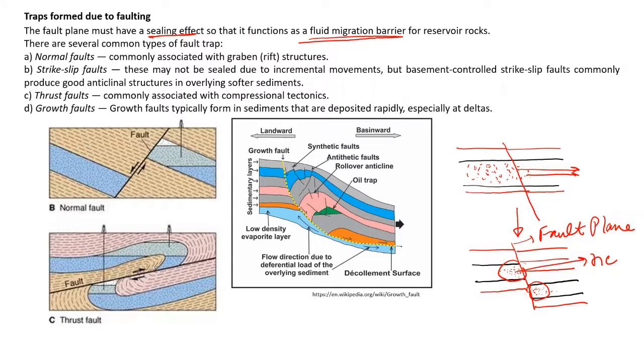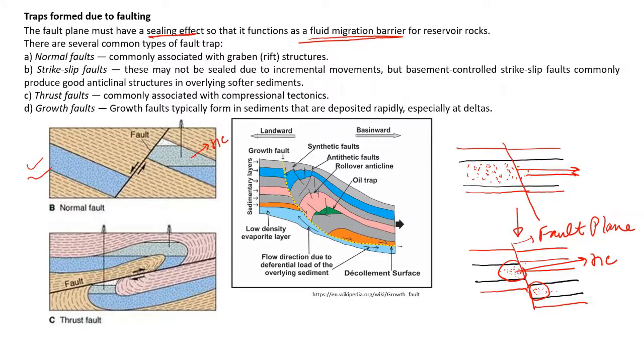So the normal faults are commonly associated with graben or rift structures. So in this diagram over here you can see this fault plane where the slip has taken place, and it's a normal fault. This is the zone of hydrocarbon which is trapped. We don't know where the downthrown side has gone.